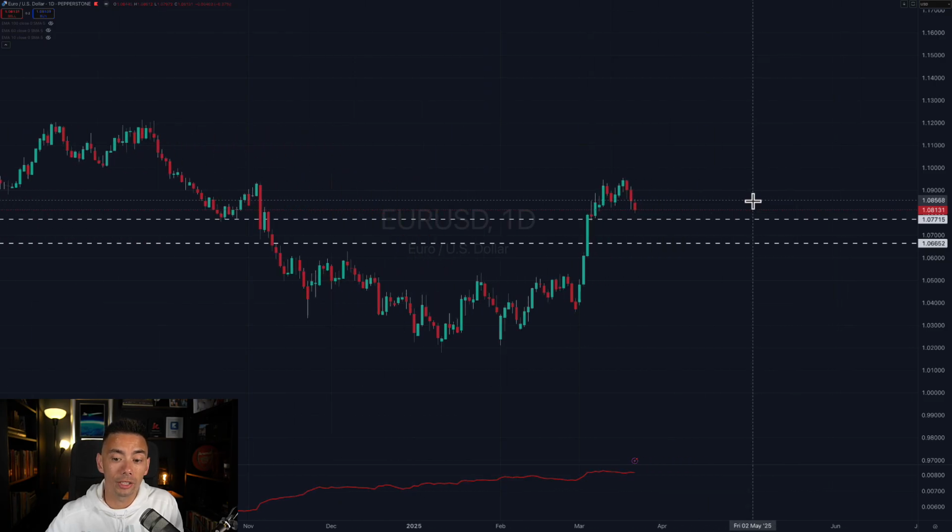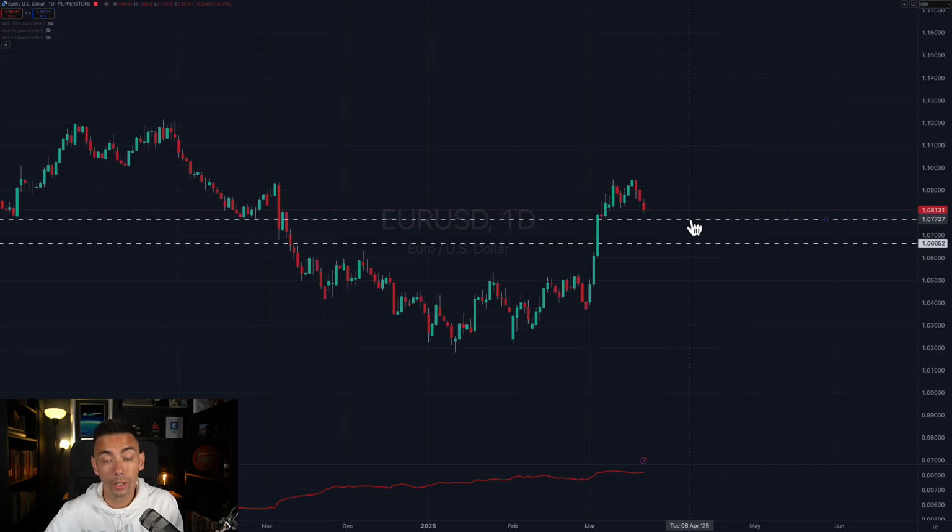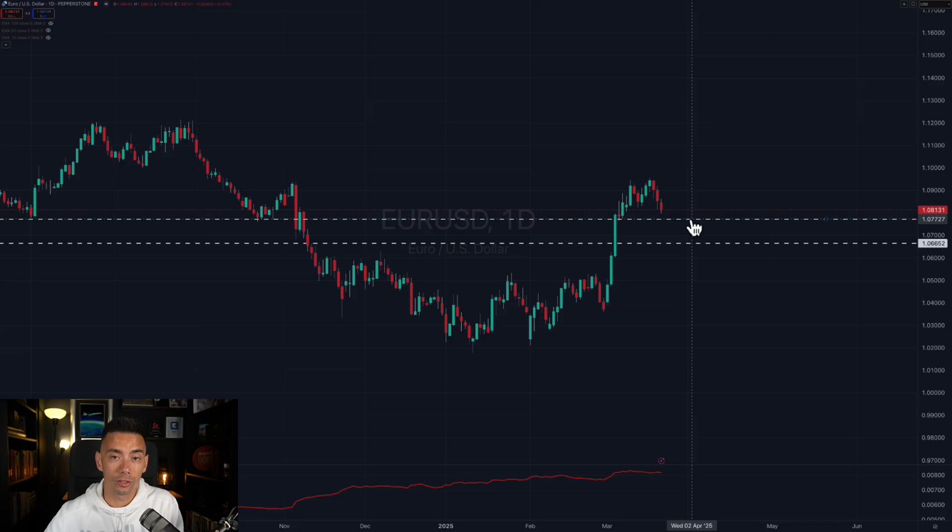Now, I've identified the 1.0770, and then below that, the 1.0663 levels as key areas of support where I would look to initiate a buy position if the opportunity presents itself. The way that that's going to manifest itself for you is obviously dependent on the strategy that you're looking at.